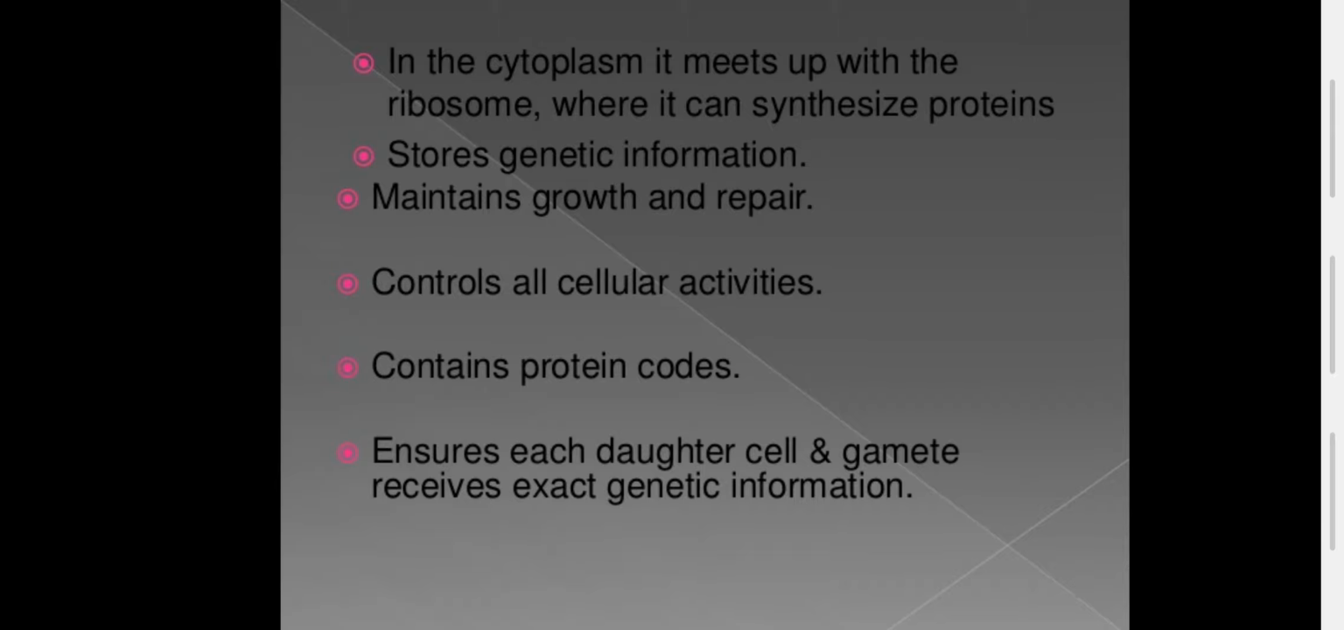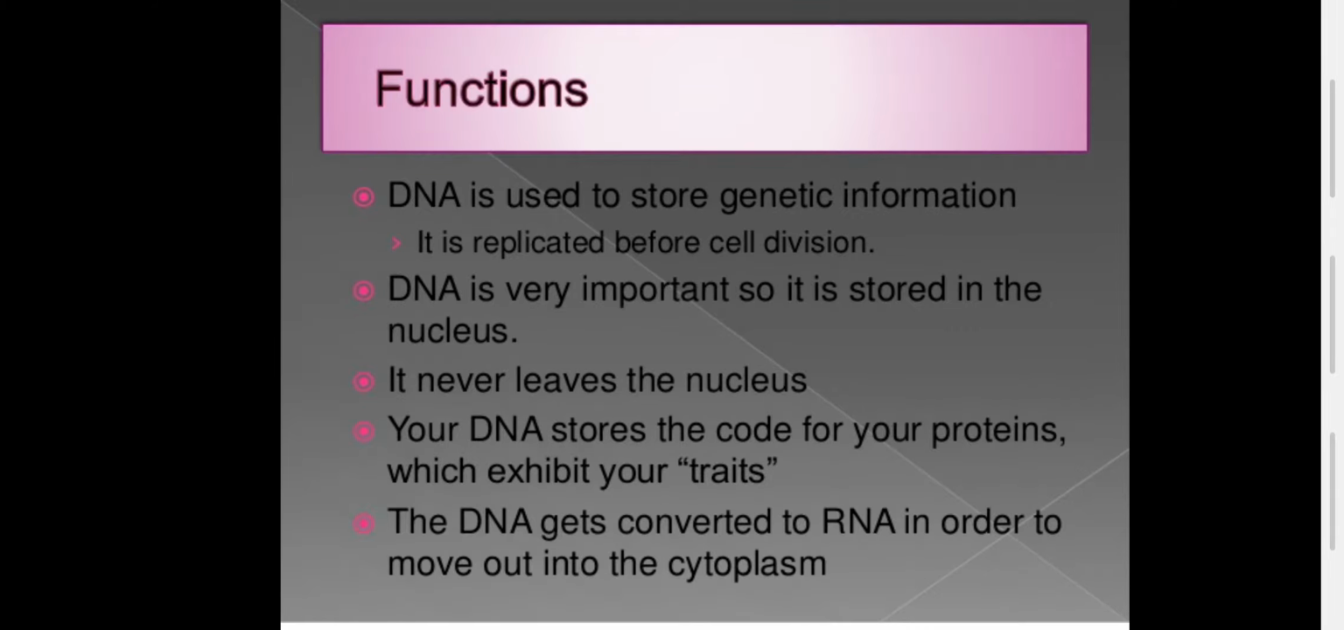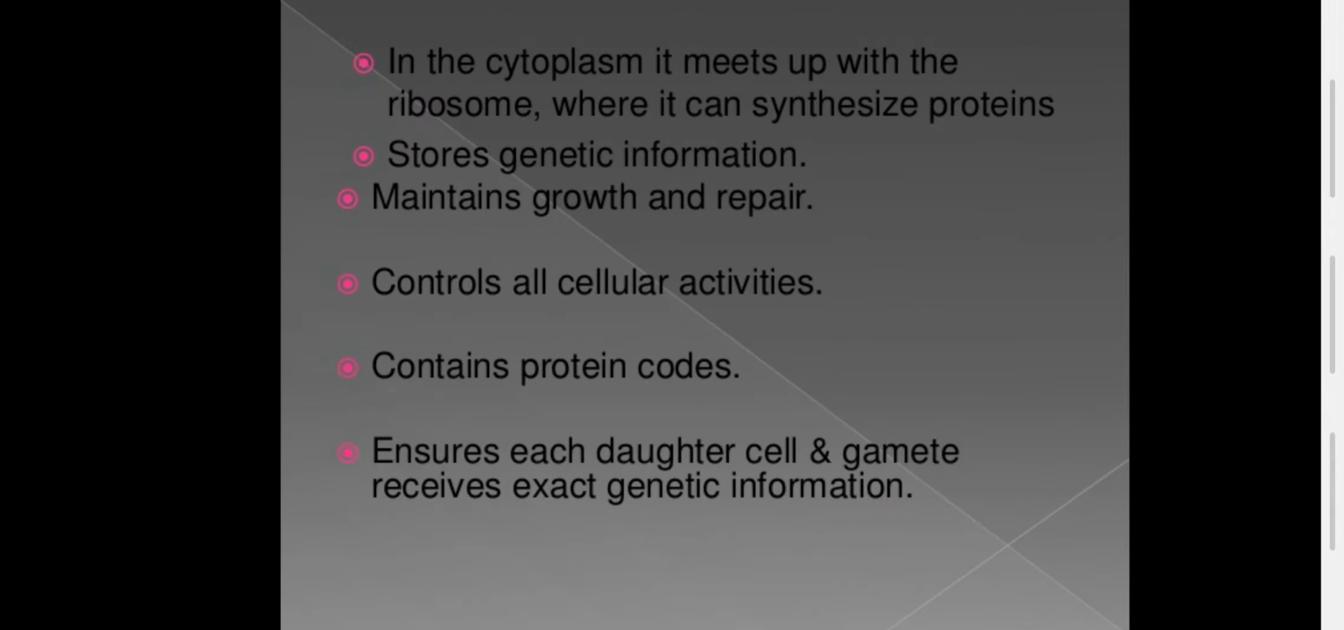Basically, a gamete is a sex or reproductive cell containing only one set of dissimilar chromosomes, or half of the genetic material. So that is why, in the function of DNA, it ensures that each daughter cell or gamete receives exact genetic information or genetic material. Why? Because it is necessary to form a complete organism.